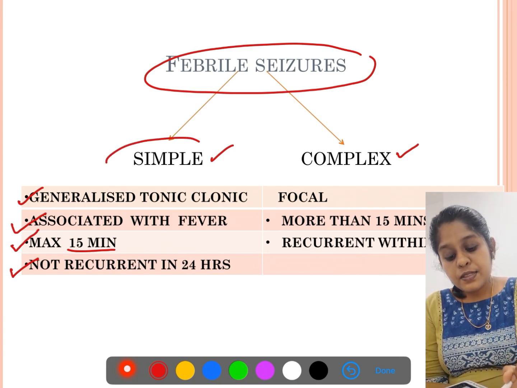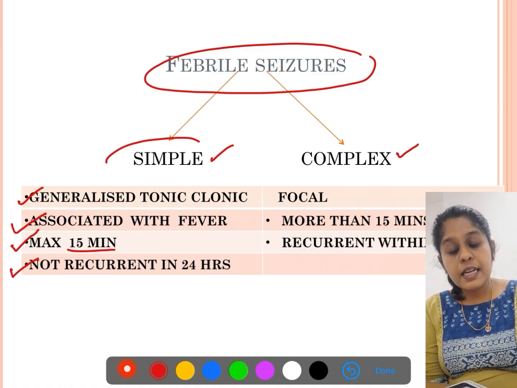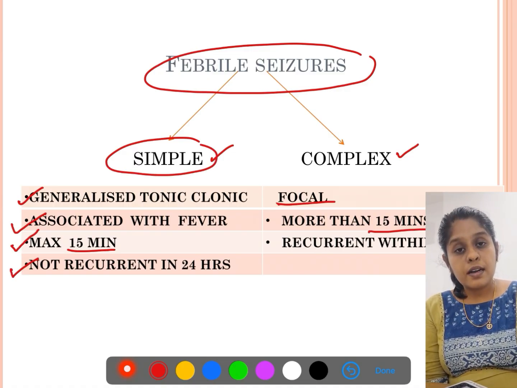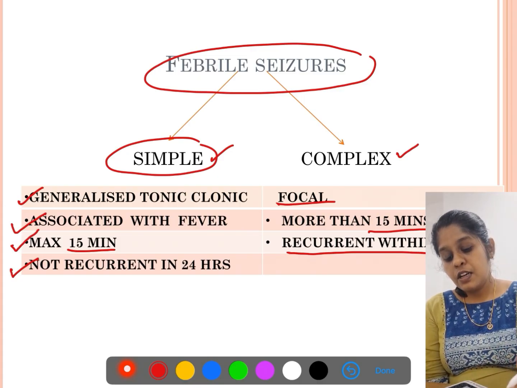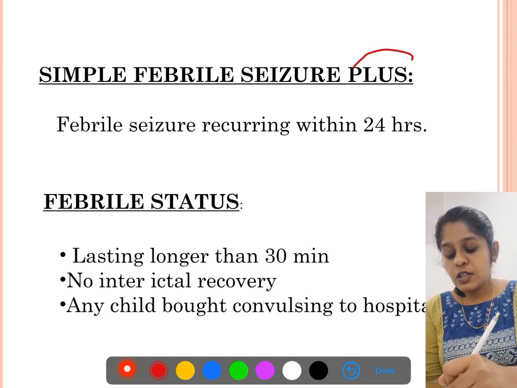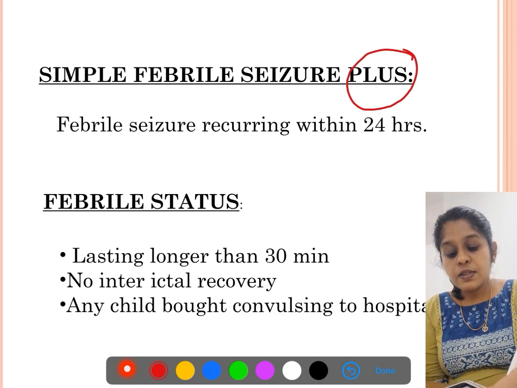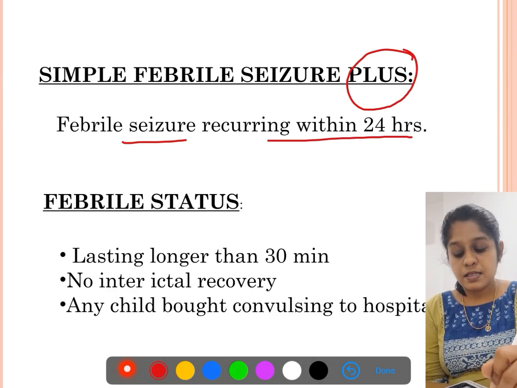Whereas if the child has a focal seizure, or if it lasts more than 15 minutes, or if it is recurrent within the last 1 day, it is called a complex febrile seizure. Then what is simple febrile seizure plus? If a febrile seizure recurs within 24 hours, it is called simple febrile seizure plus.